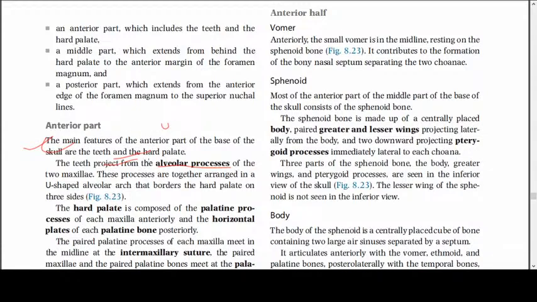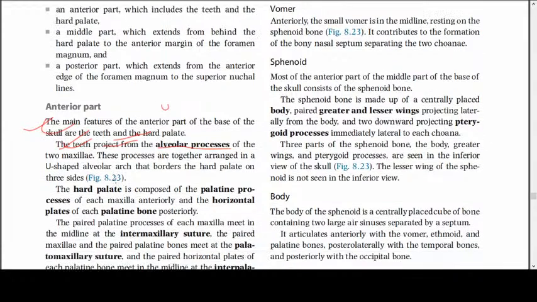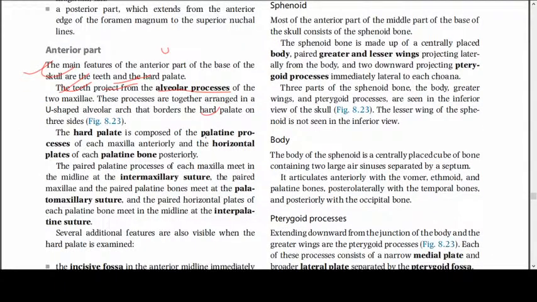The teeth project from the alveolar processes of the two maxillae, together forming a U-shaped alveolar arch that borders the hard palate on three sides. The hard palate is composed of the palatine processes of each maxilla anteriorly, and the horizontal plates of the palatine bone rest posteriorly. The paired palatine processes of each maxilla meet in the midline at the intermaxillary suture.